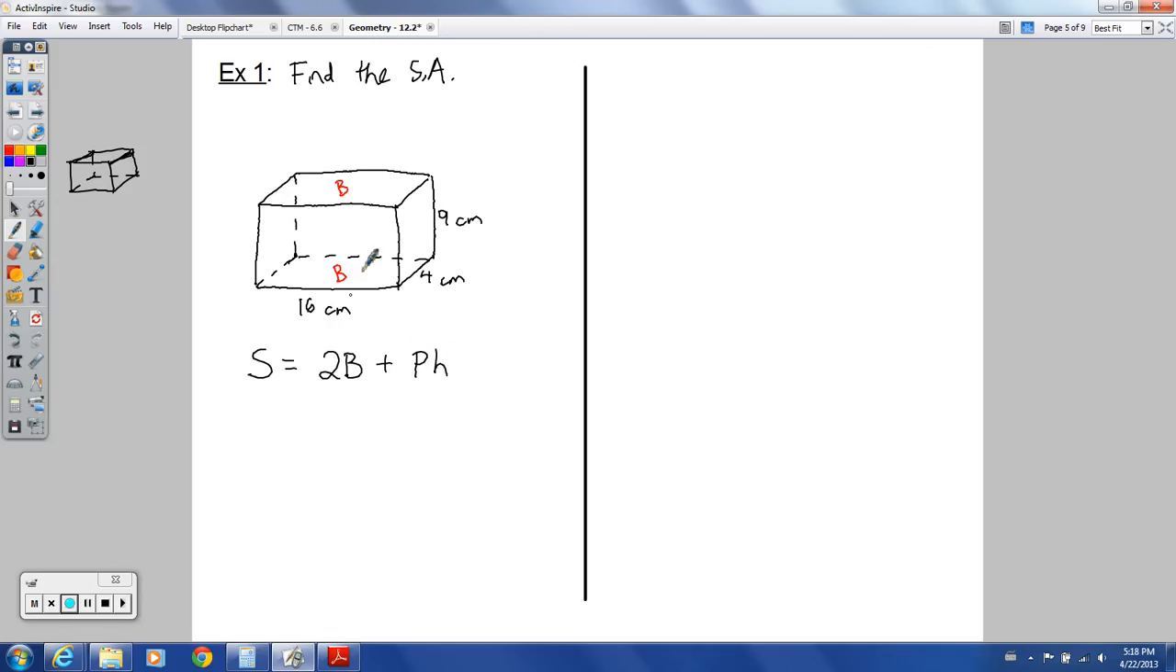So we're going to use this and this as our bases, and we're using S equals 2B plus P times H. So B is going to be, looks like a rectangle would just be the little base times the little height of that rectangle there. It's going to be 16 times 4 would be the area of each base. Now the perimeter, we would take 16 plus 4 plus another 16 back here plus another 4. You could think of that as 16 times 2 plus 4 times 2, but I'm going to write the whole thing out, just so that we know where that comes from.